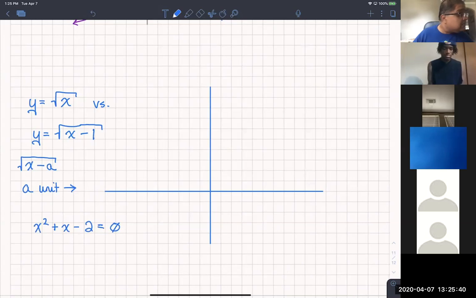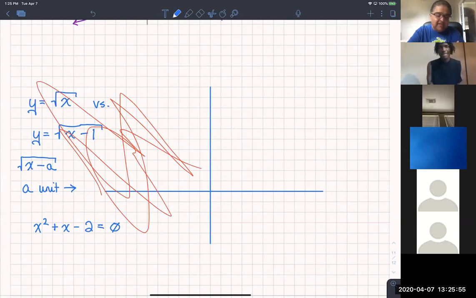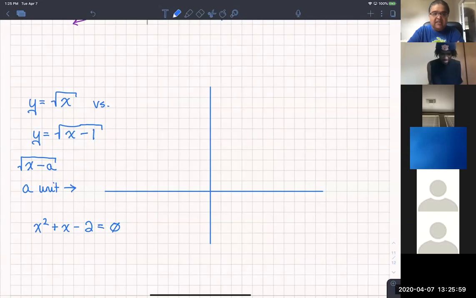Would you add the 2 on both sides? No, remember, how do we solve these? How do we solve a quadratic, guys? What's the first thing that you have to do? You had a test on this. Factor it out. You factor it, right? How do you factor x squared plus x minus 2?